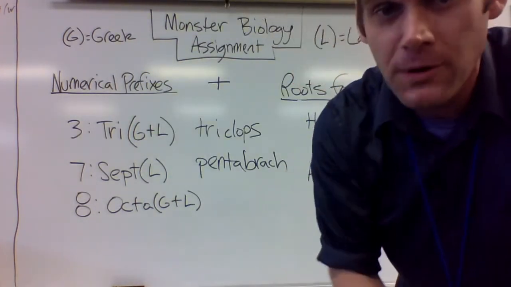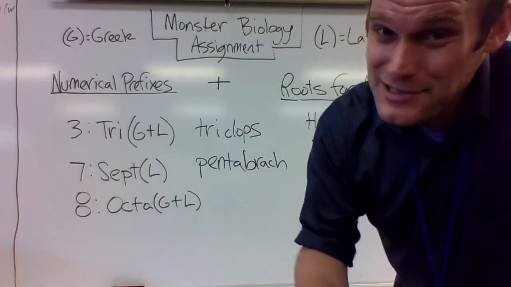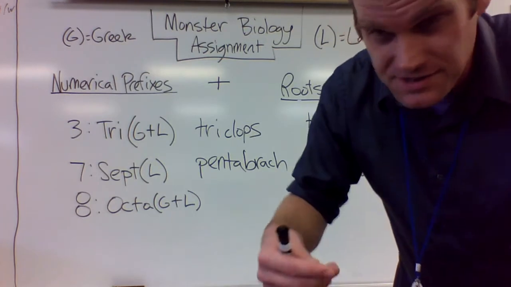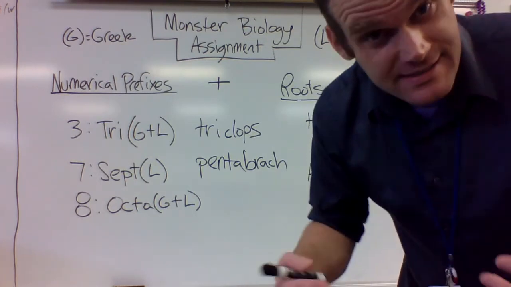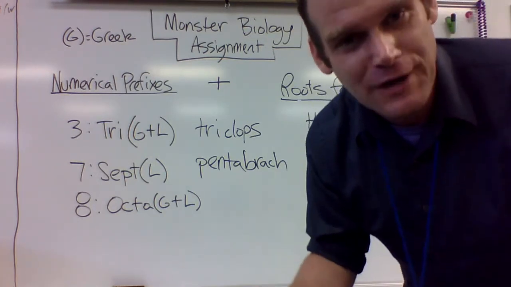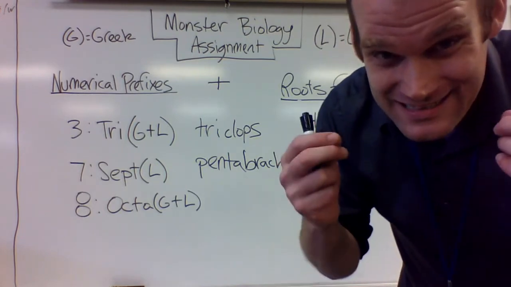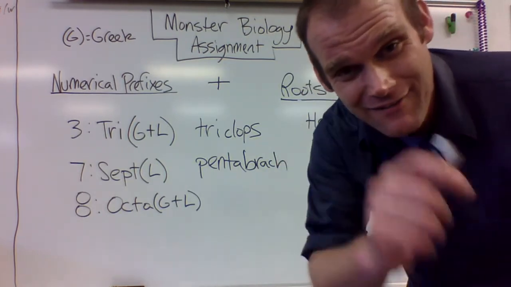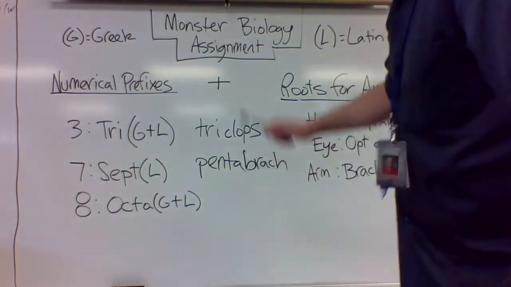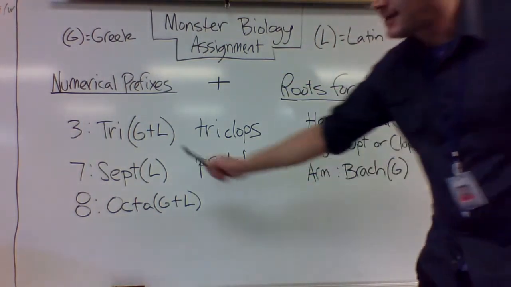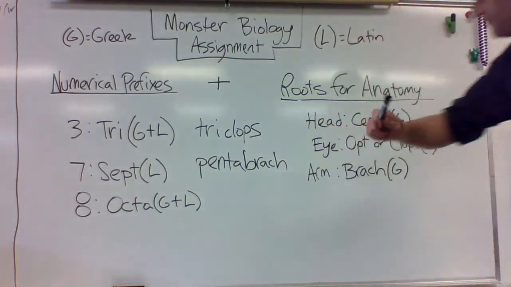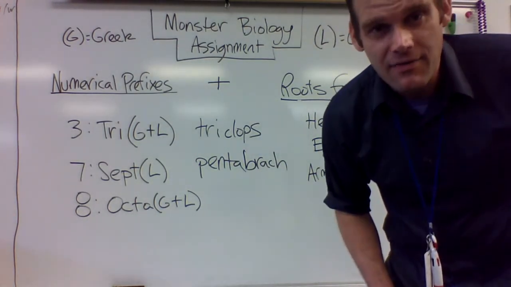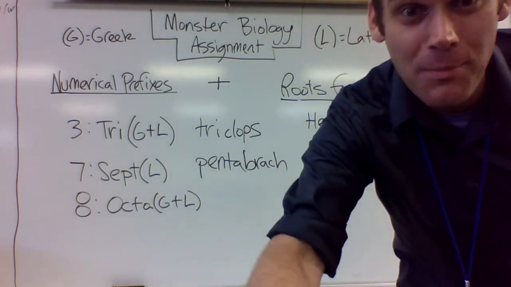And this is a very important aspect of this because you can describe your monster all you want, but I want to know, what color is it? Does it have hair? Is it a peaceful creature? Is it a mean creature? Draw something so I can see what it looks like, okay? You can even give it a name if you'd like to. In any case, monster biology assignment: combine numerical prefixes and roots for anatomy to describe your monster and then draw it. Thank you, and I hope you have fun with this one.